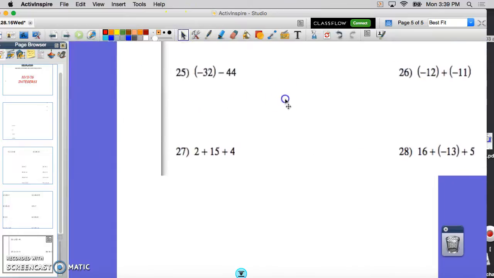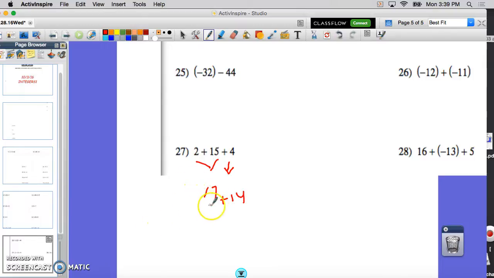And our next one, 27. These have 3 digits, but don't worry about it. First, take it 2 digits at a time. You have a positive plus a positive. What do we do when we have a positive plus a positive? The answer's positive, just add. So far that gave me 17. I'm then going to bring down the rest of what I see.